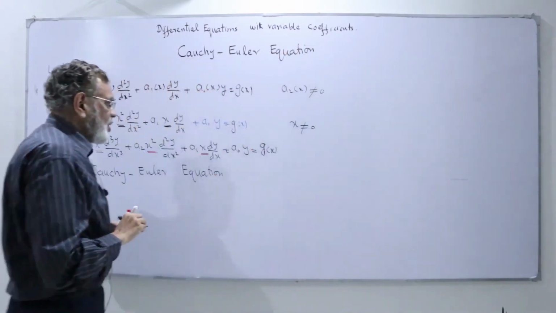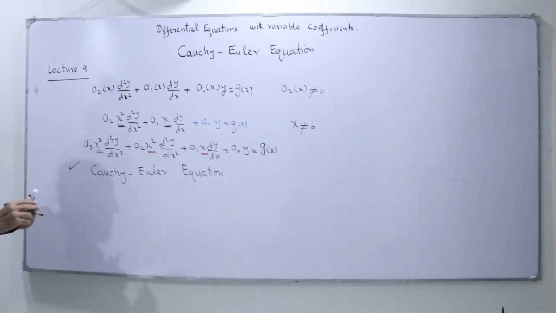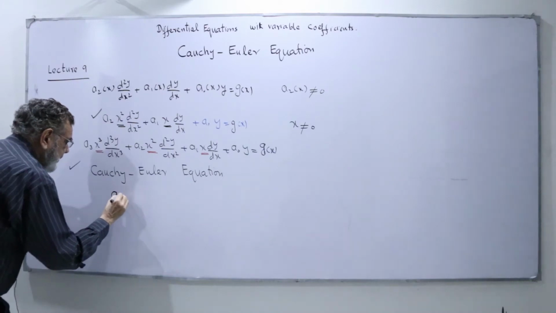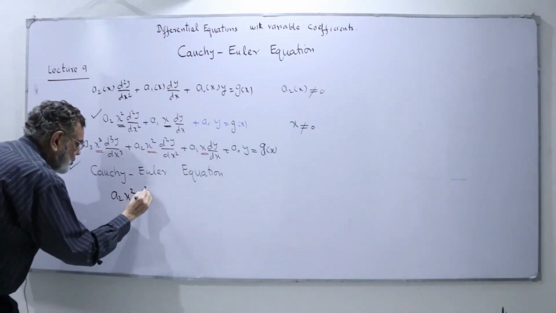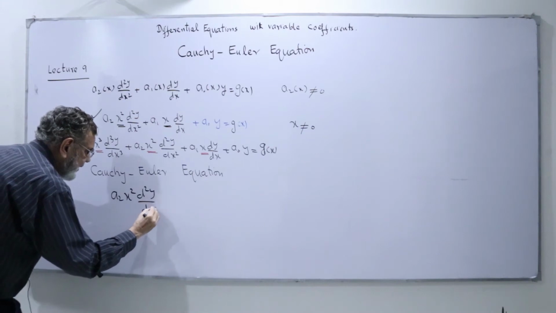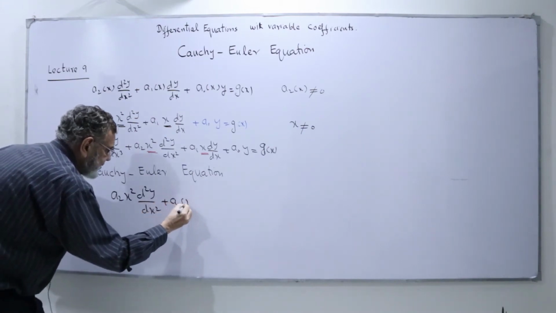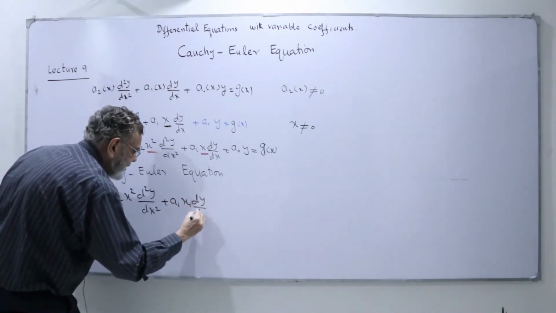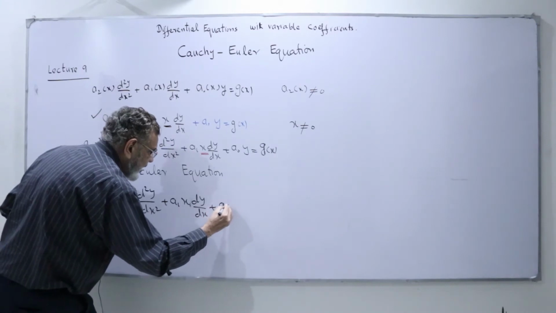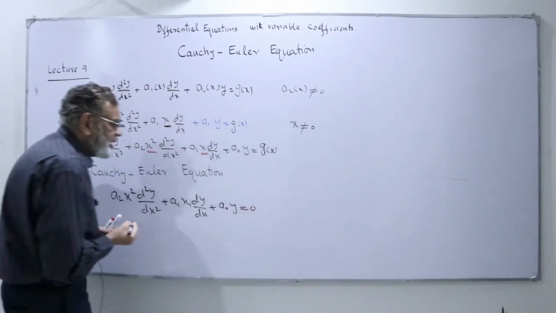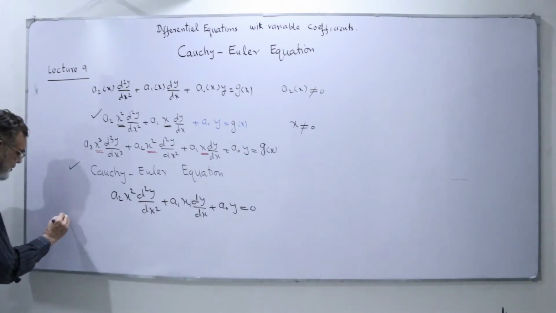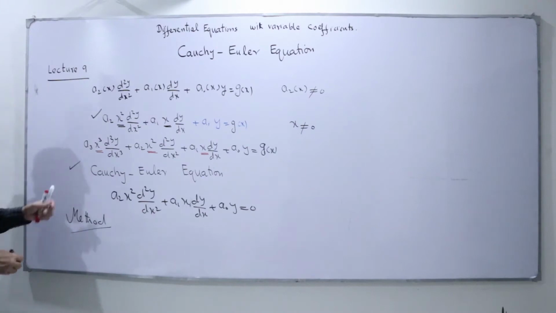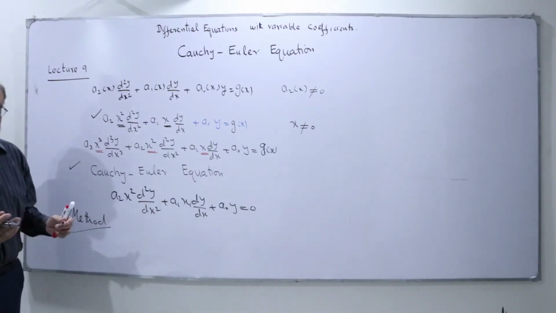Again, we have the homogeneous part and the non-homogeneous part. I take a second order differential equation: a2 x square d2y by dx square plus a1 x dy by dx plus a0 y equal to 0 is the homogeneous part. I'll discuss the method for solving this homogeneous differential equation. It can be of order 2, it can be of order 3, we can have any order.